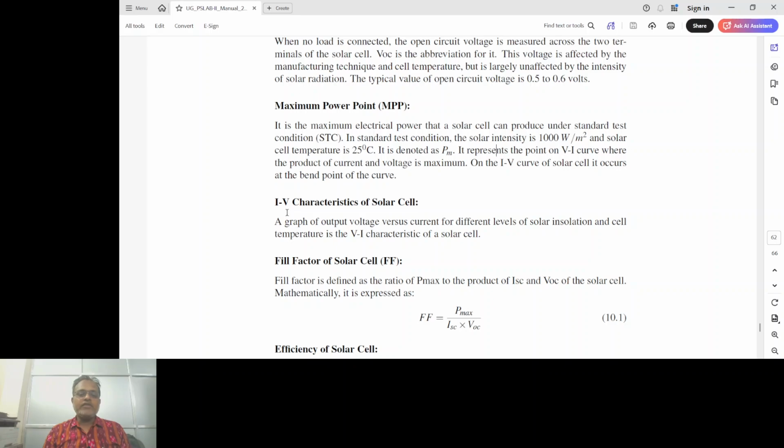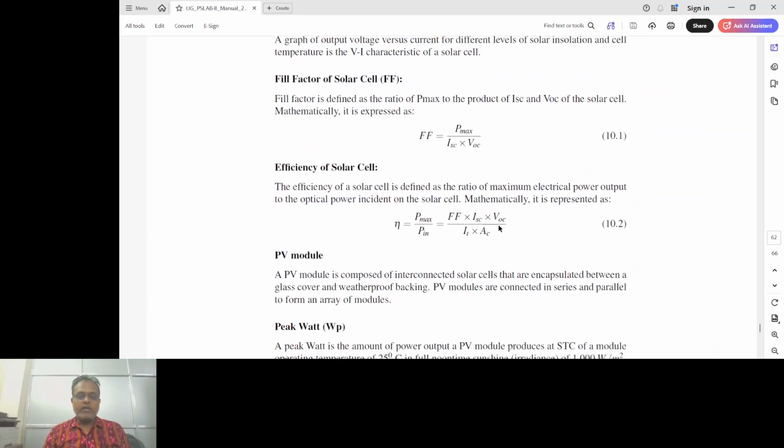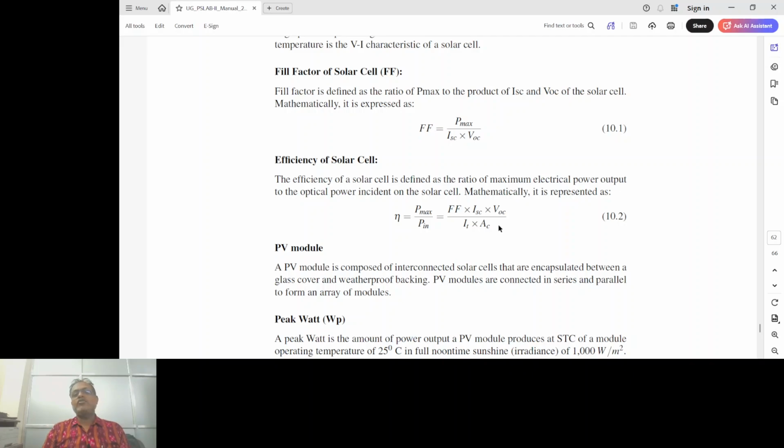What is IV characteristics? It is a graph between output voltage versus current for different levels of solar insolation and cell temperature, that is known as IV or VI. Generally, I is plotted on the y-axis and V is plotted on the x-axis. Fill factor. It is defined as the ratio of P max to the product of ISC and VOC of the solar cell, mathematically P max by ISC into VOC. What is the efficiency of a solar cell? Output power divided by input power, which can also be obtained in terms of the fill factor.